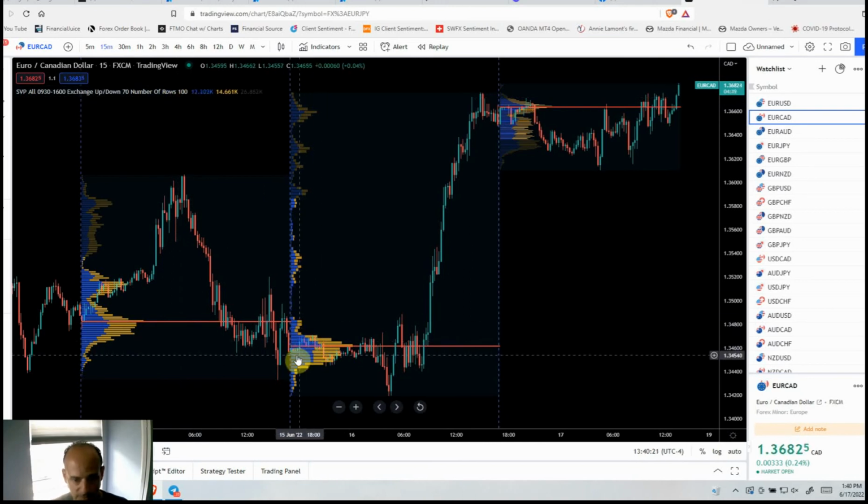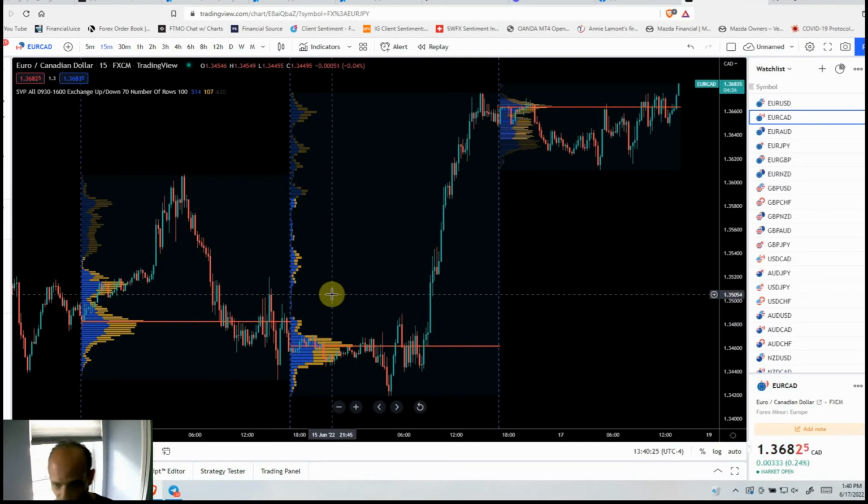It just makes each one of these bars a little more granular. And you can set it as high or low as you want. I like to see it a little bit more granular. But anyways, that's not the main thing.